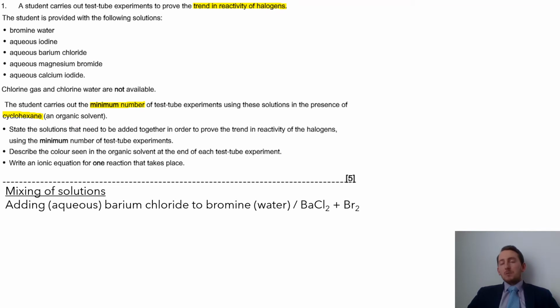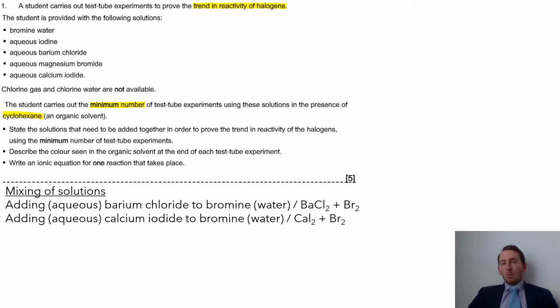Now these are displacement reactions. So the question is, is bromine reactive enough to come in and displace the chlorine in barium chloride? Well, the answer to that is no, it won't. So for that reaction the observation will be no reaction. Nothing will go on there. What that tells us is that chlorine is more reactive than bromine. So that's one bit of the order done already.